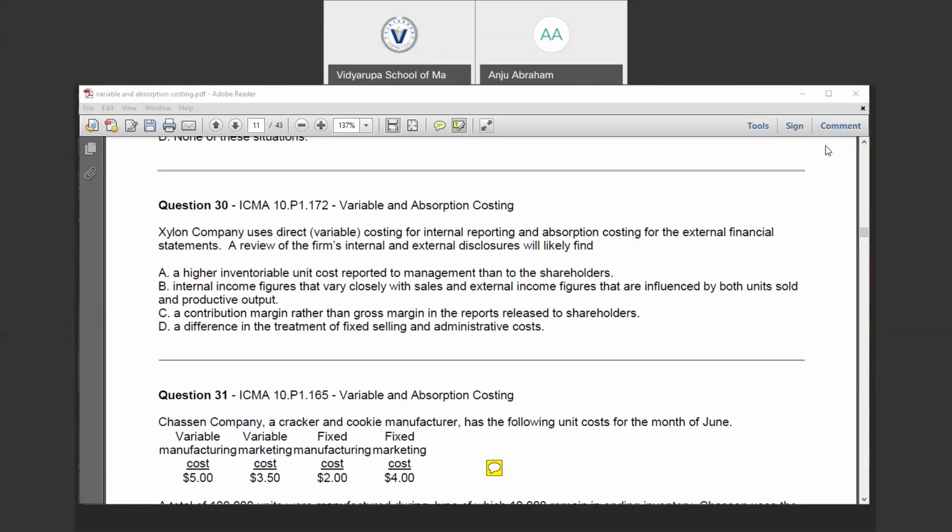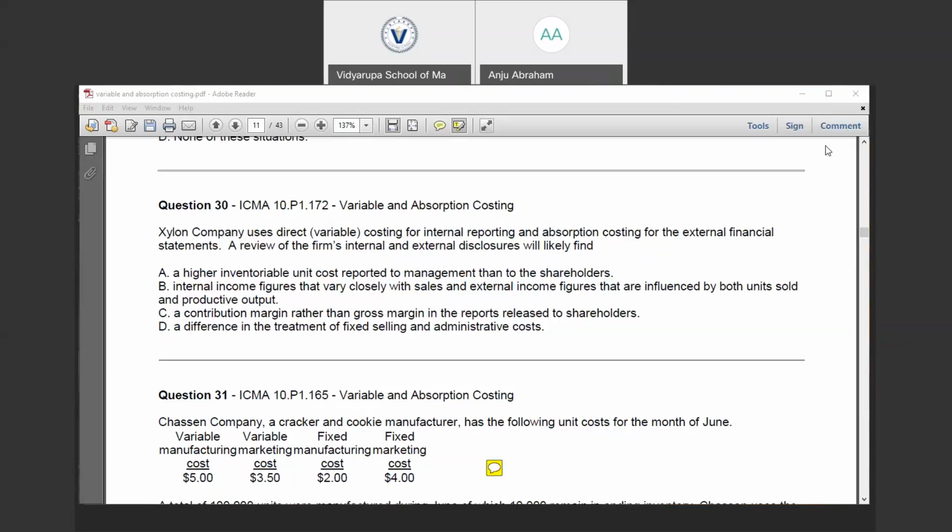And option B, what is option B? Internal income figures that vary closely with sales and external income figures that are influenced by both units sold and productive output. Internal income figures means income reported under variable costing that vary closely with sales. You know that the only thing that impacts the operating income in variable costing is sales, and external income figures reported under absorption costing are influenced by the change in inventory level as well as the sales. What is change in inventory level? Production and sales, both figures are going to impact the operating income under absorption costing. Option B is the right answer.